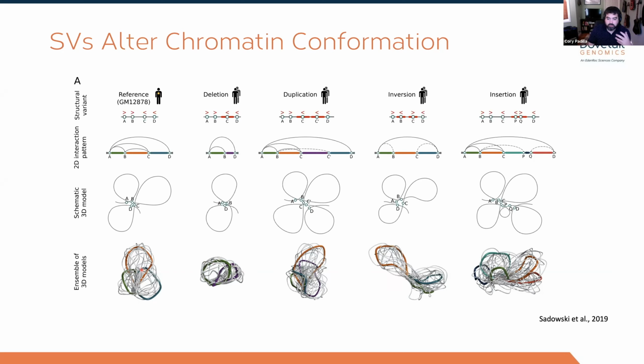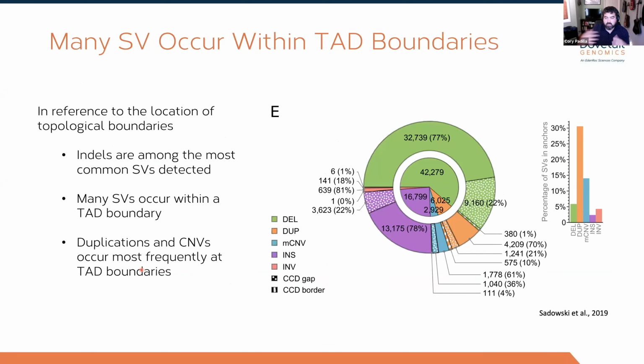And so this group wanted to ask, what does that really mean for the regulatory landscape? To do that, they took many different cell types that have structural variation and characterized the different structural variants in reference to topological boundaries and topological loops, right? And really what they found is that indels were one of the most common SVs detected in general, that many SVs occur within a TAD boundary, and that duplications and SNVs are the most common events that occur at a TAD boundary.